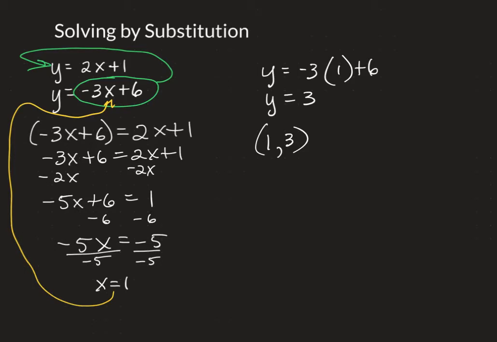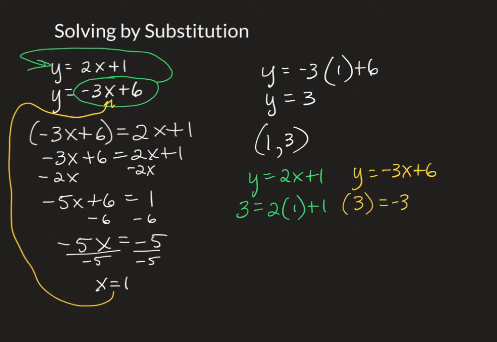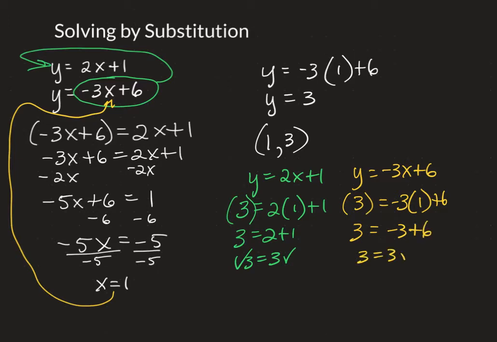Let's go ahead and check it though. y equals 2x plus 1 is one of my equations, and y equals negative 3x plus 6 is the other, so I have to substitute my values into each equation. 3 goes in for y, 1 goes in for x. 3 goes in for y, and I guess I should put parentheses around that too to be consistent. And on this side, we have 3 equals 2 plus 1. It is true that 3 equals 3. And for this equation, we have 3 equals negative 3 plus 6. And it is true that 3 equals 3.